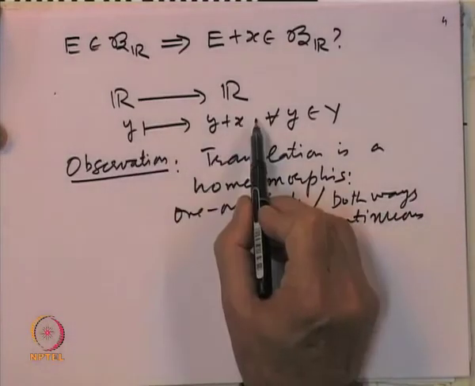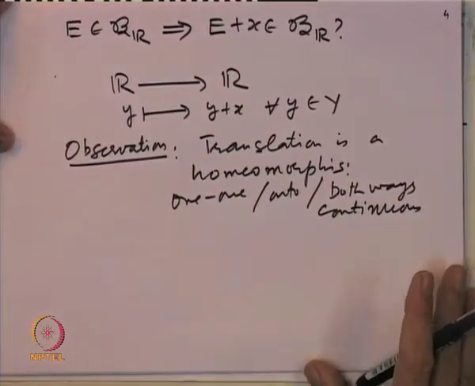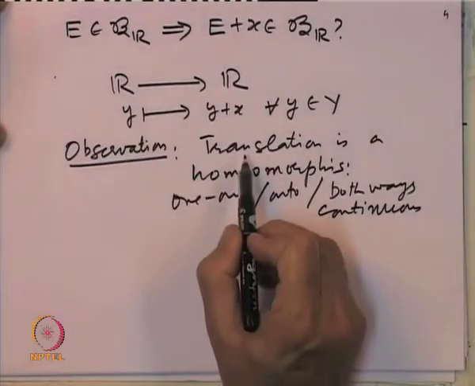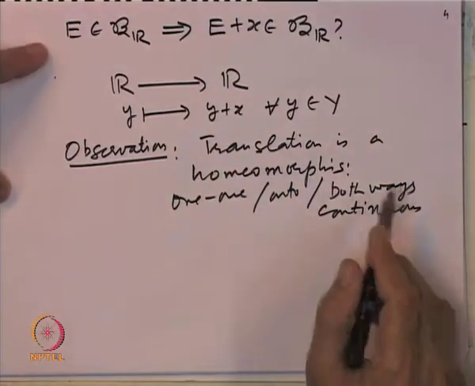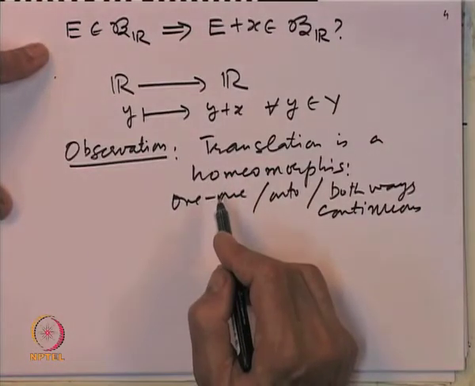That means this is continuous, and the inverse map, because it is one-to-one and onto, is also continuous. So this is a very basic but important property that we are going to use to prove that if E is a Borel set, then E plus x is a Borel set.